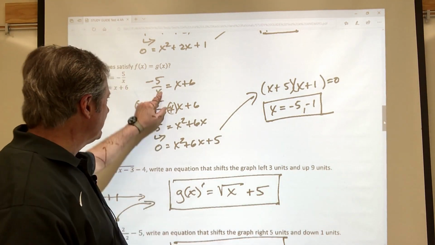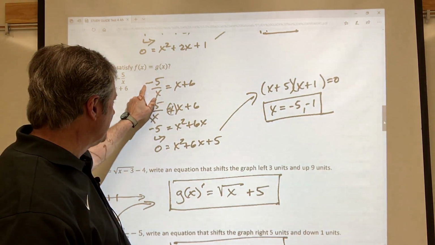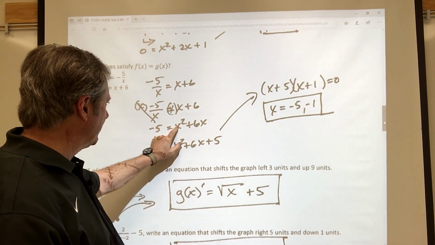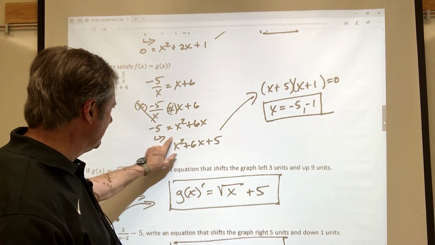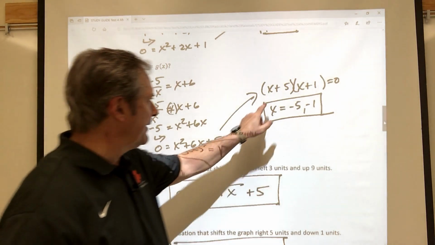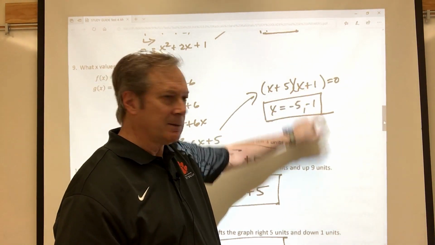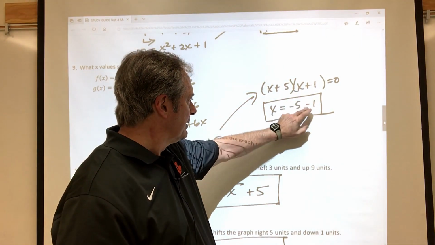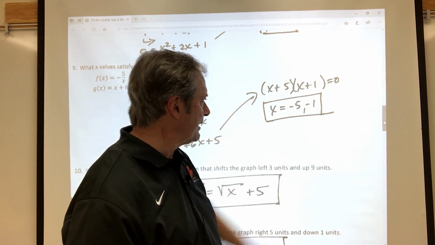Similarly to the last problem, we've got an x in the denominator, so we're going to multiply both sides by x. So we have -5 is equal to x squared plus 6x. Move that 5 over, another quadratic equation that factors nicely into x plus 5 times x plus 1. And using the zero product property, we see that x is -5 and -1.